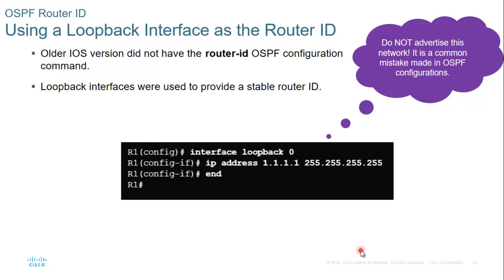Using a loopback interface as the router ID happened in IOS versions that did not have the router-id OSPF configuration command. Loopback interfaces were used to provide a stable router ID. Loopback interfaces are virtual interfaces that do not go down. If you type shutdown, it will shut down. Other than that, it is always active.